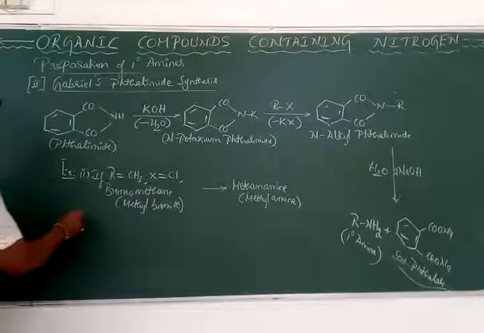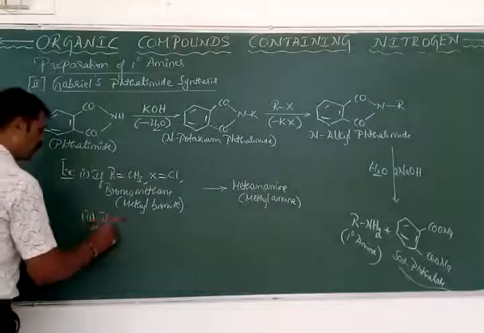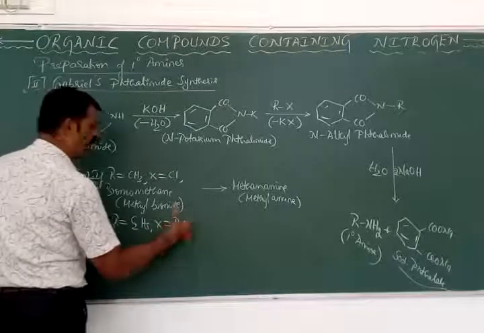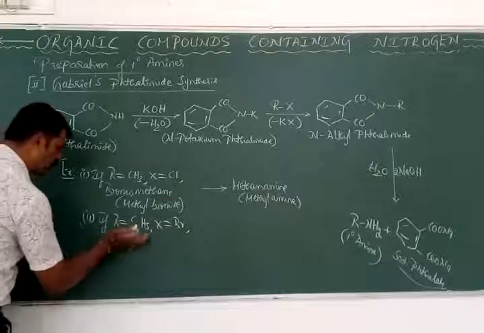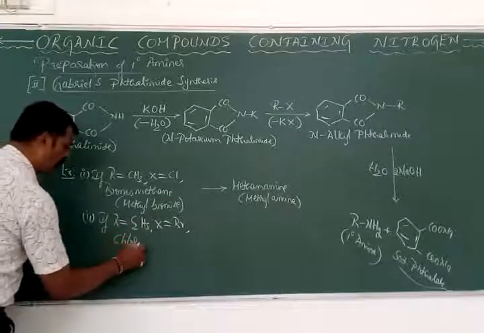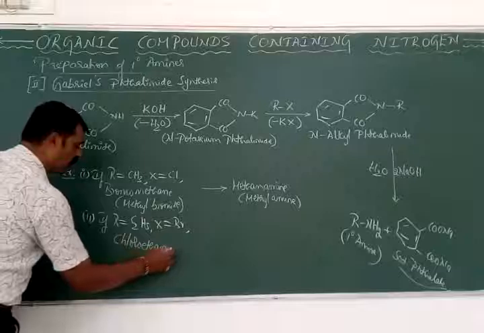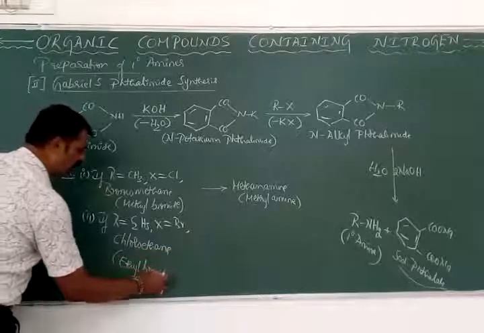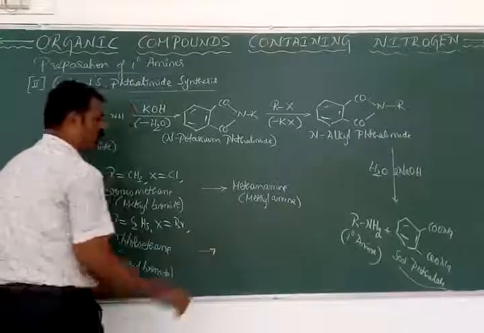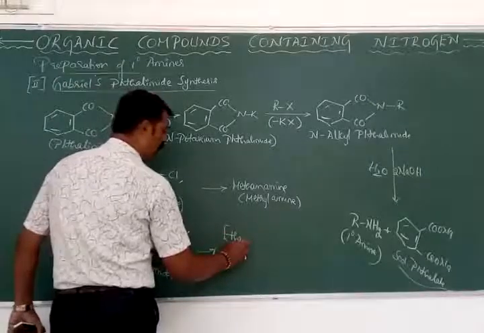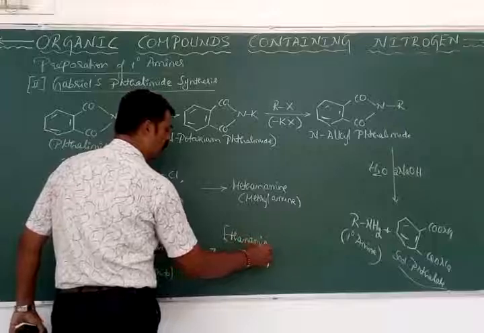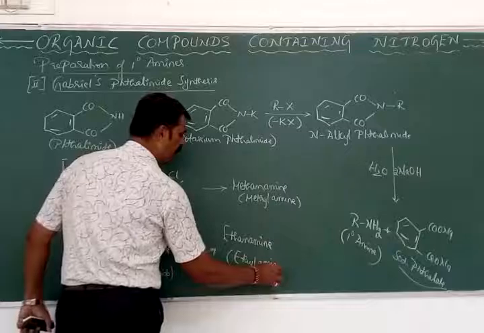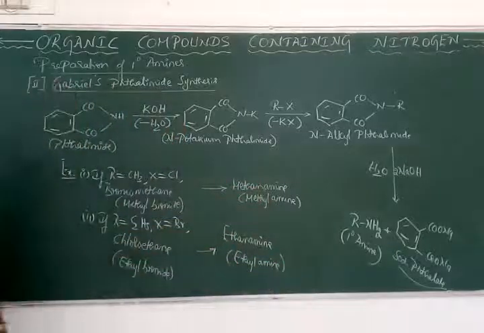So let's have the second example related to this. Suppose if R is equal to C2H5 and X is equal to Br, for example. The name of this one is called chloroethane. That chloroethane is also called ethyl bromide. Which bromide it is? Ethyl bromide. The product obtained for this one is going to be the ethanamine. Ethanamine is also called as ethylamine.